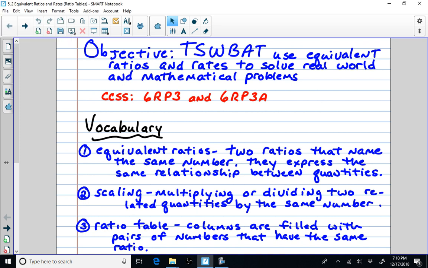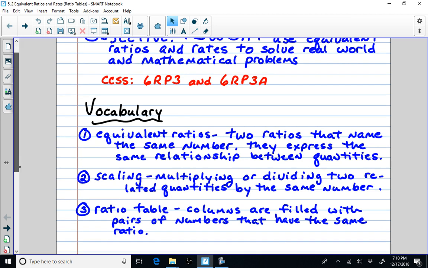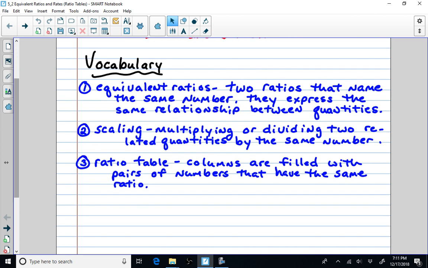Okay, our lesson today is to be able to use equivalent ratios and rates to solve real-world and mathematical problems. Some of the vocabulary that we will be using today. First, we have equivalent ratios. Equivalent ratios are two ratios that name the same number. They express the same relationship between quantities.